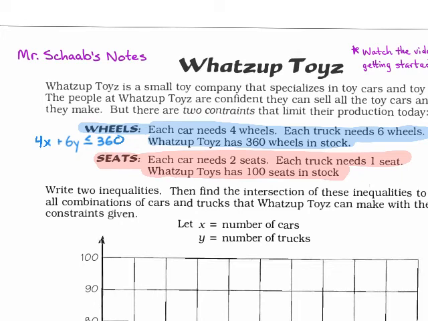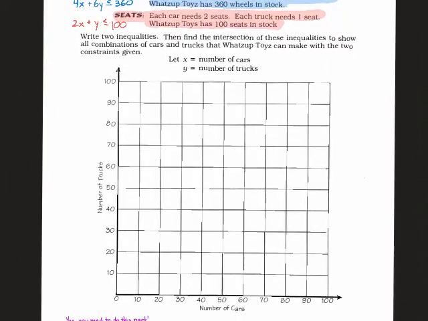Okay, so let's do the seats inequality the same way. All right, each car needs 2 seats, so 2 seats times the number of cars, plus each truck needs 1 seat, so plus 1 times y, and that has to be less than or equal to 100. Okay, so you can see that right here. All right, 2x plus y is less than or equal to 100 because they only have 100 seats. Each car needs 2 seats, each truck needs 1 seat. So there we go. That is your system of linear inequalities.